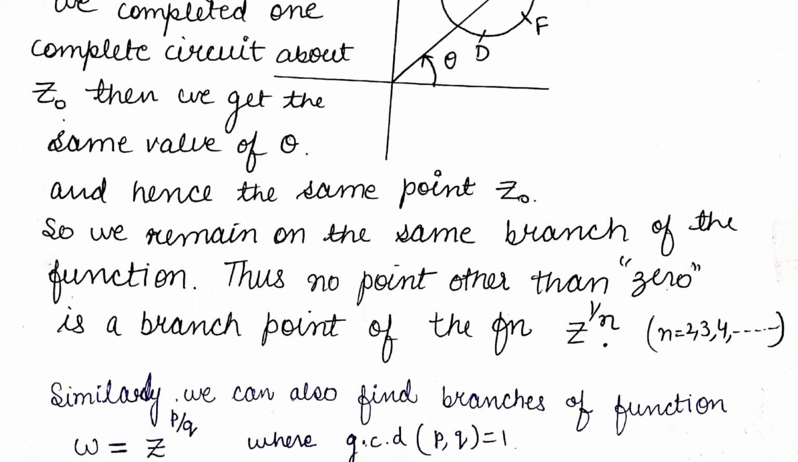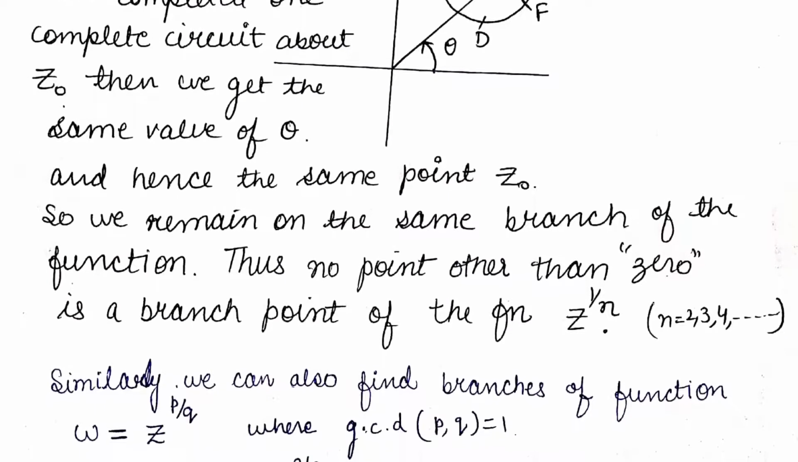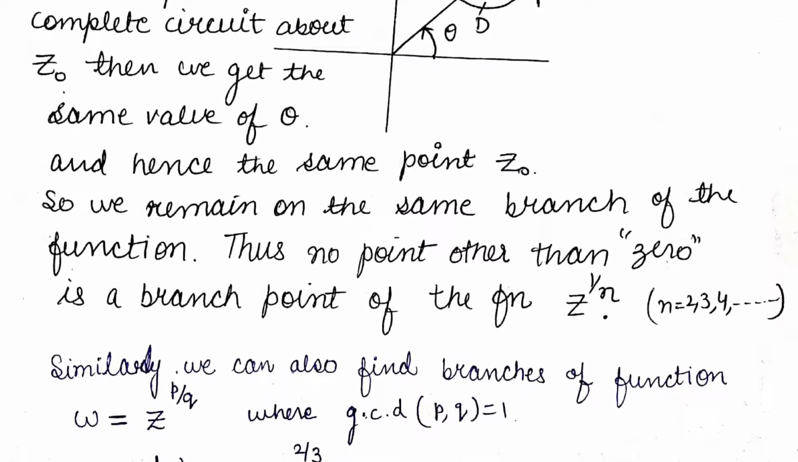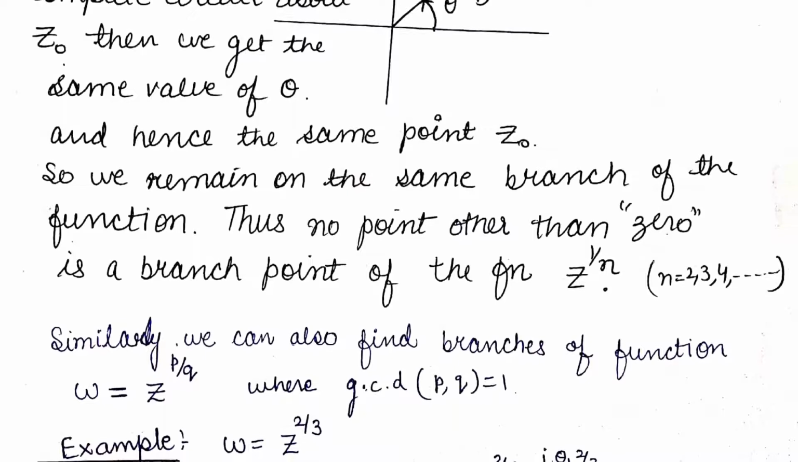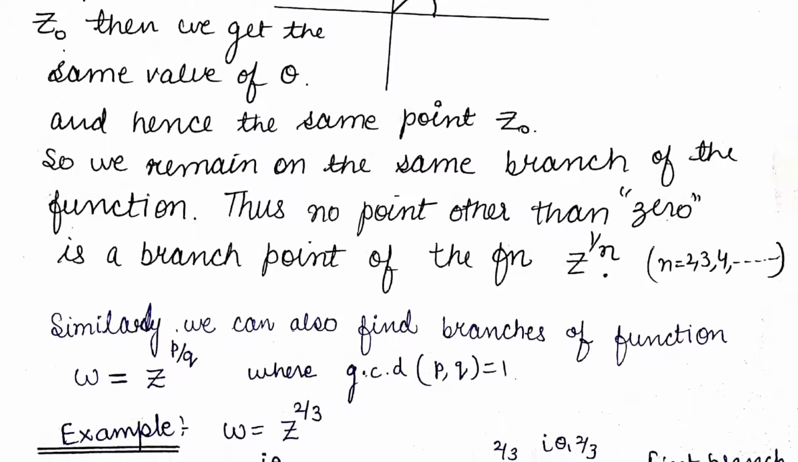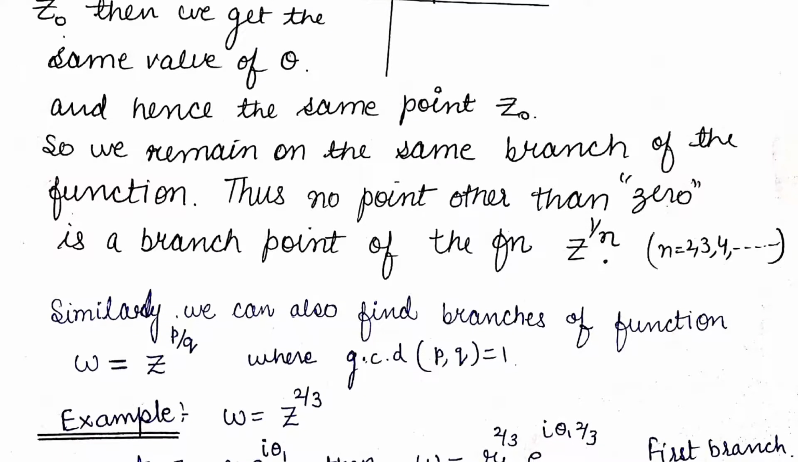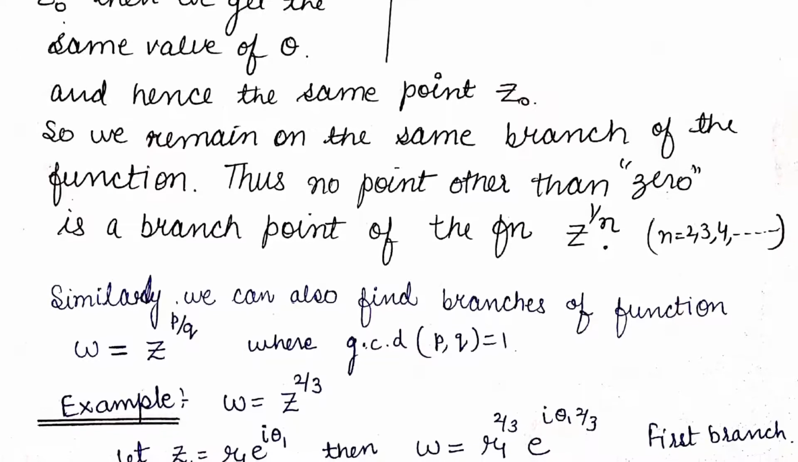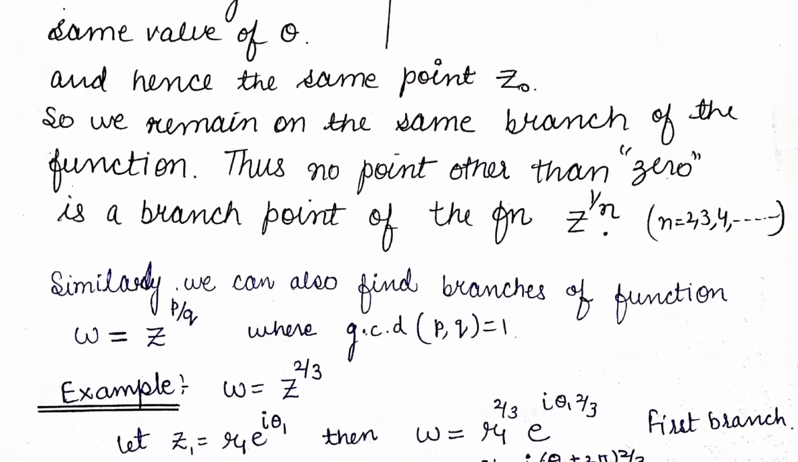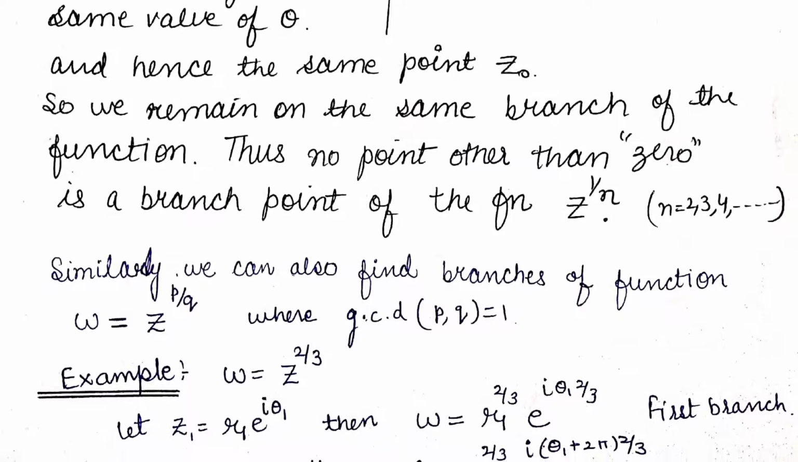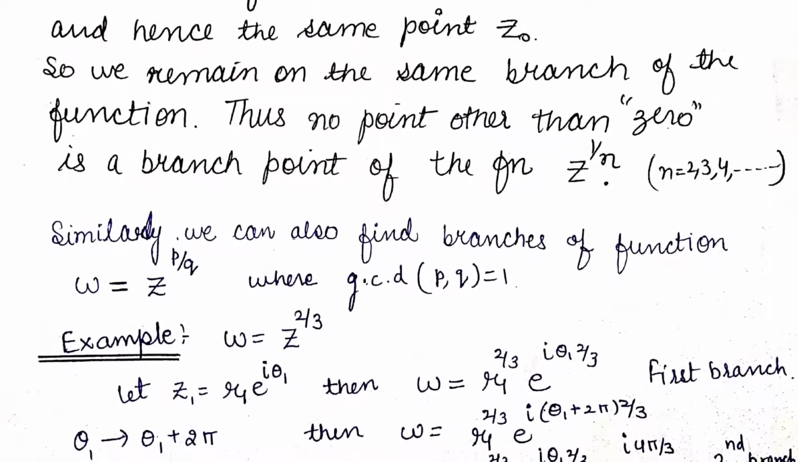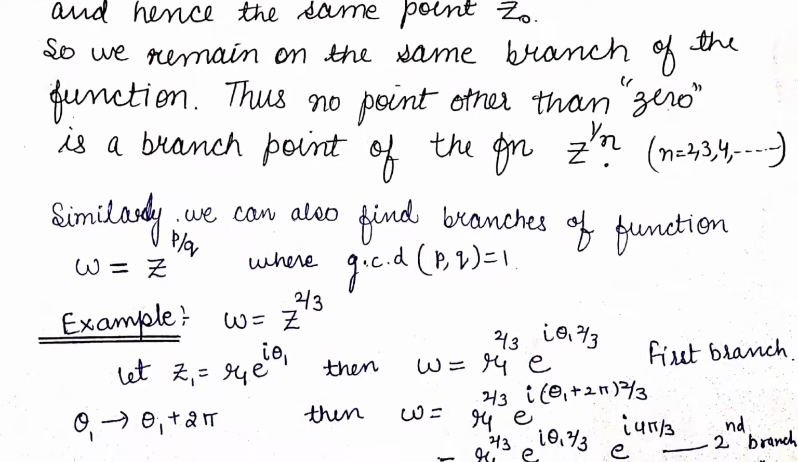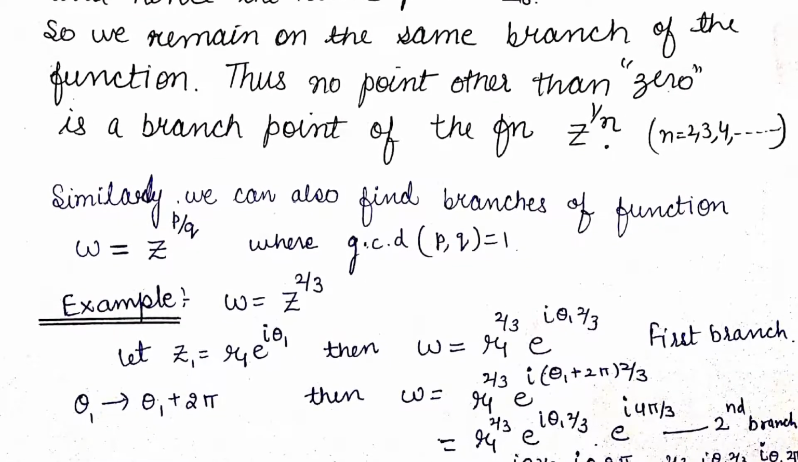of the point F. So it means for the function w is equal to z raised to power 1 by n, 0 is the only branch point. In a similar way, we can find the branches of the function w is equal to z raised to power p by q, where GCD of p and q is 1.